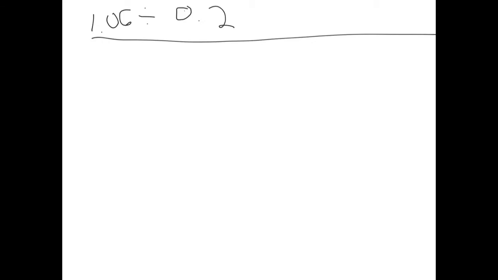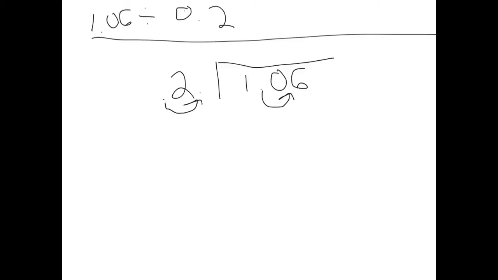Let's divide decimals. First, we must set up our prompt. Now, the front number cannot be a decimal, so we must move the decimal over to make it a whole number. Now, we need to move this over once.